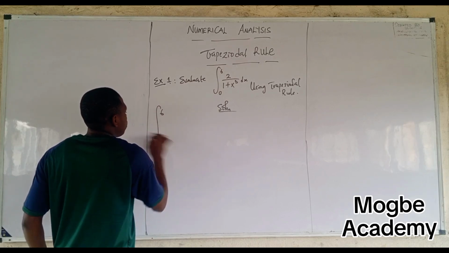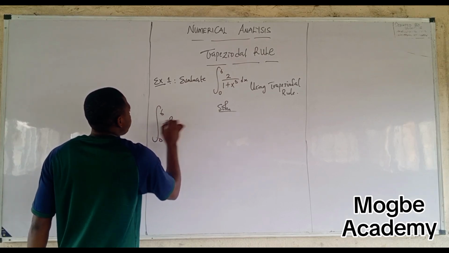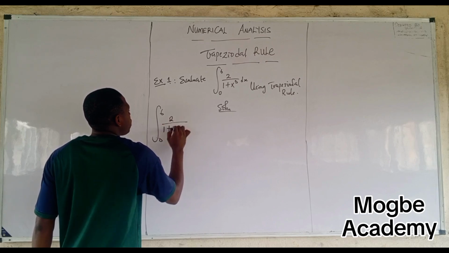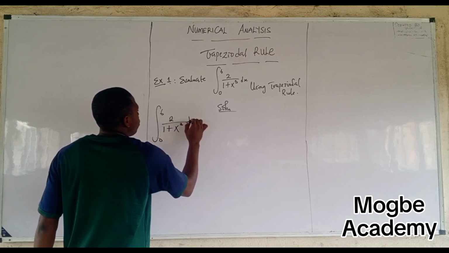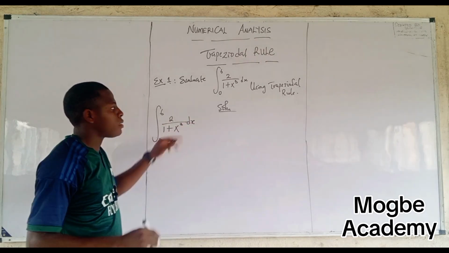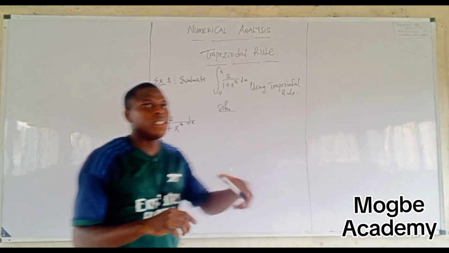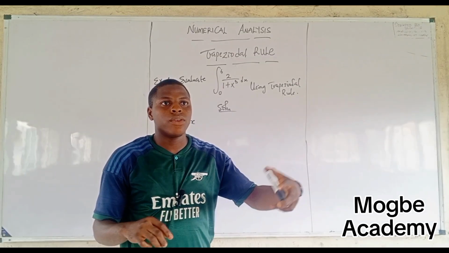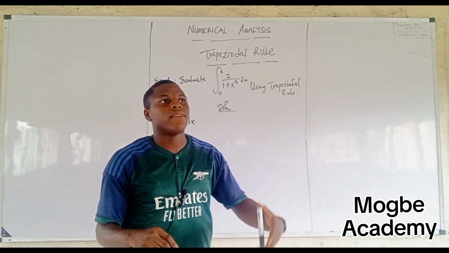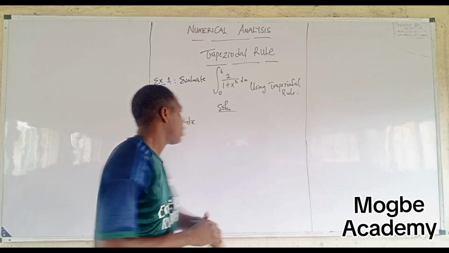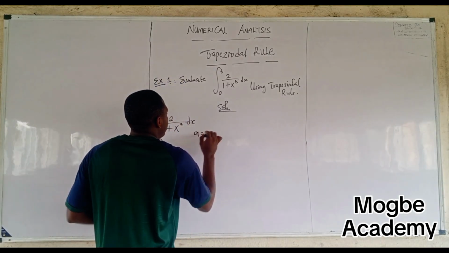which is the integral from 0 to 6 of the function 2 divided by 1 plus x raised to the power of 3. We are integrating with respect to x. Are we together? Now the first thing that should come to your mind is to identify your A and your B, your higher boundary and your lower boundary. So basically your A here is simply what?